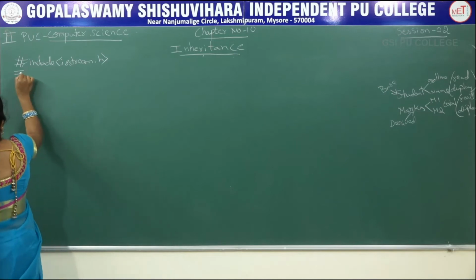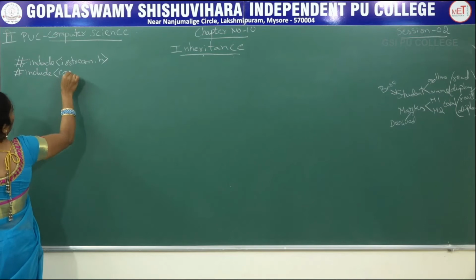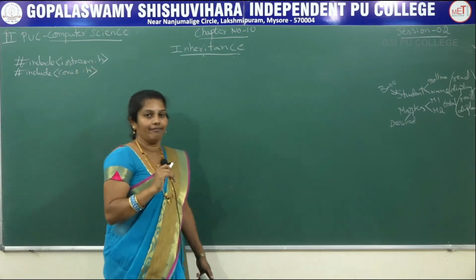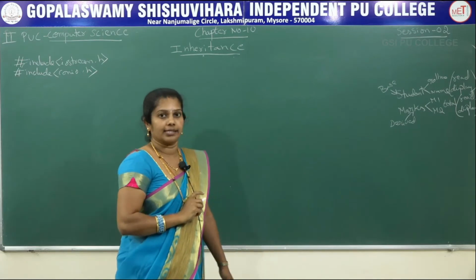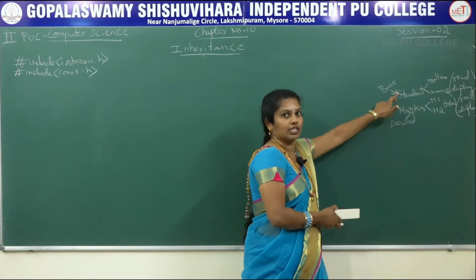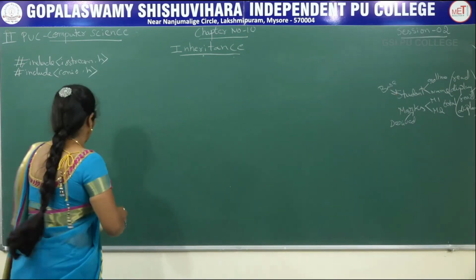Then next, include conio.h. This is the supporting header file for clear screen as well as the getch function. What is the aim of our program? We have to create two classes, one is student and one more is marks. First I am going to create the base class student.